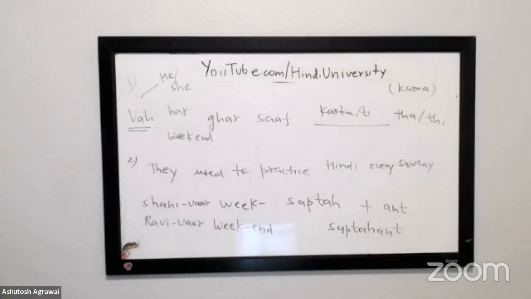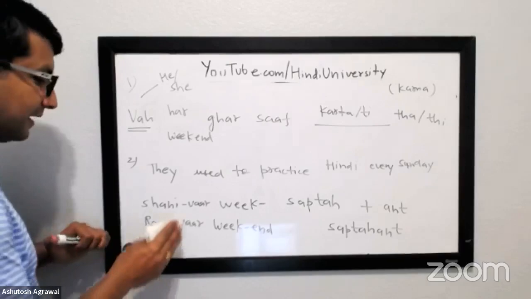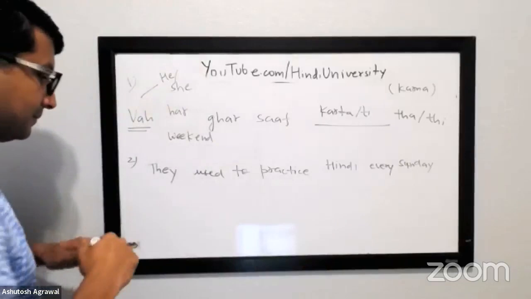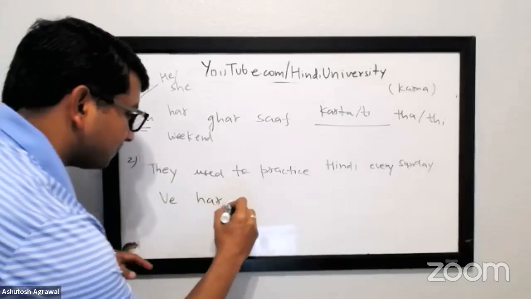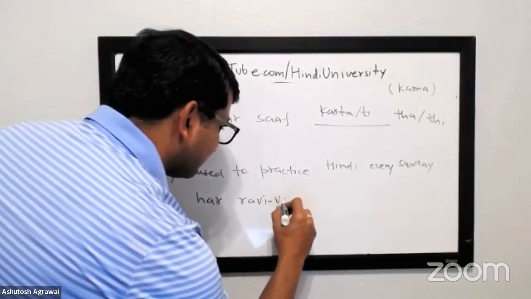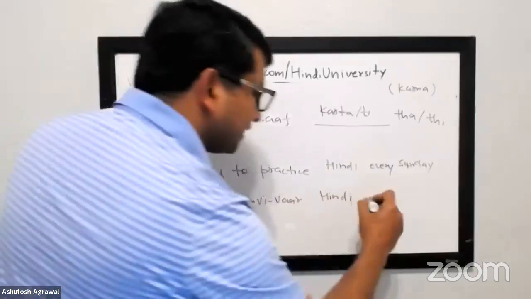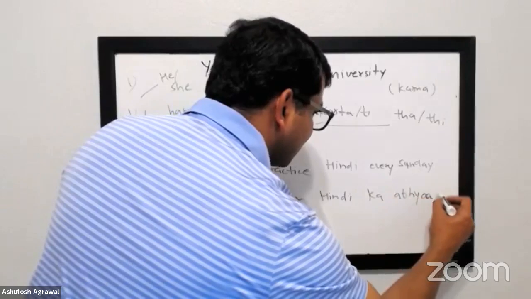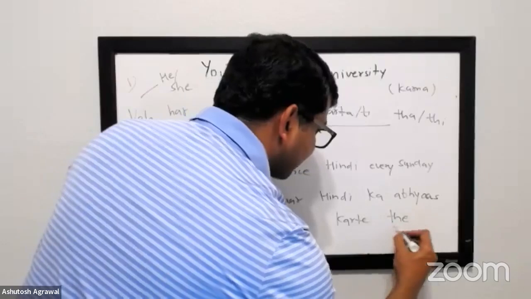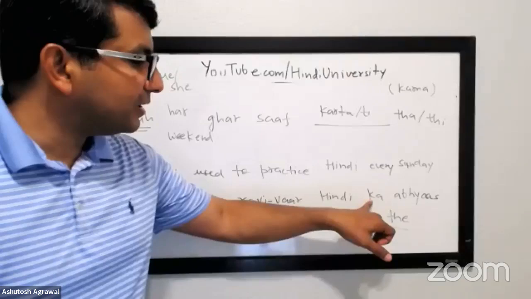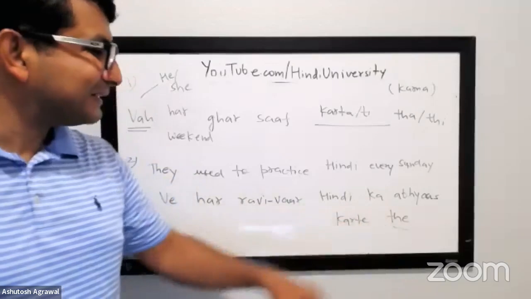They used to practice Hindi every Sunday. वे हर रविवार हिंदी अभ्यास करते थे. Beautiful. So Hindi practice becomes Hindi का अभ्यास, and then you would say करते थे. It's interesting because अभ्यास is masculine and practice is feminine. So you say हिंदी की प्रैक्टिस and हिंदी प्रैक्टिस करते थे and हिंदी का अभ्यास करते थे. OK. वे हर रविवार हिंदी प्रैक्टिस करते थे.